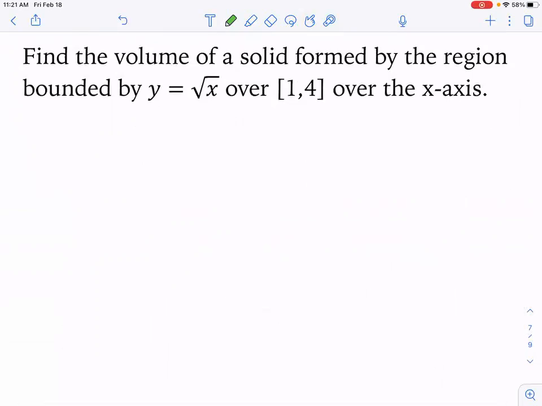Next example. It's a nice one. Ah, shoot, what's the problem?